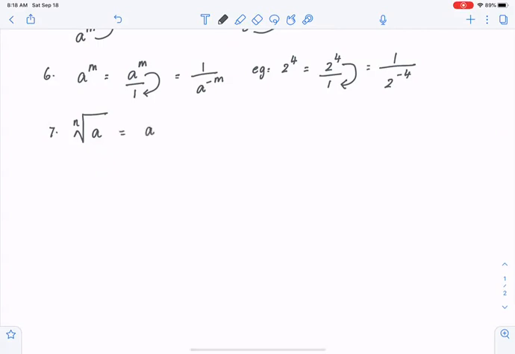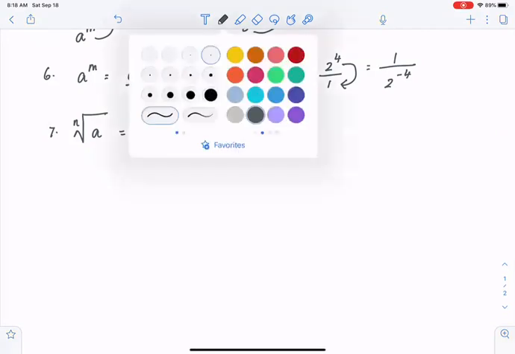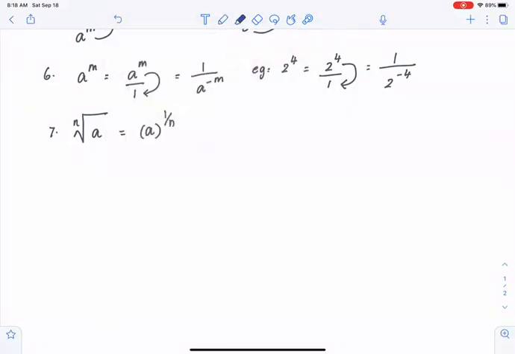I can write the nth root as a raised 1 over n. They are one and the same. So if we have the nth root of a, that simply equates to putting a and raising it to the power of 1 over n.